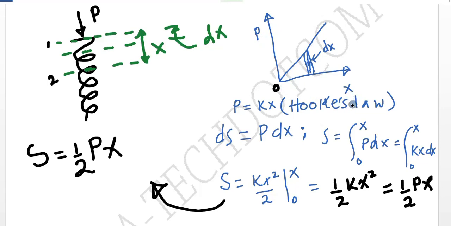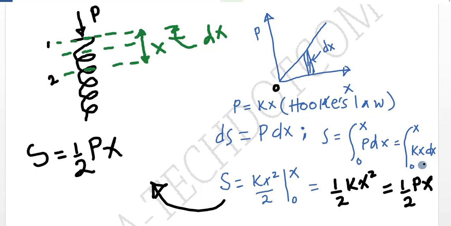Now if we consider small work done, the strain energy is the work done. So if we consider small work done, dS, that is equal to P times the small compression dx, then we will have the work done as dS equals P dx. So if we need the total work done, that is the total strain energy, it is going to equal the integral of P dx from 0 to X. If I put in P in terms of K and X, then it will be the integral from 0 to X of Kx dx.